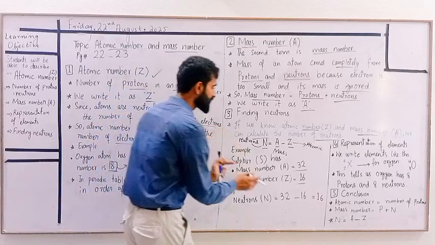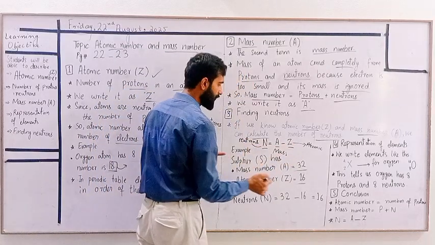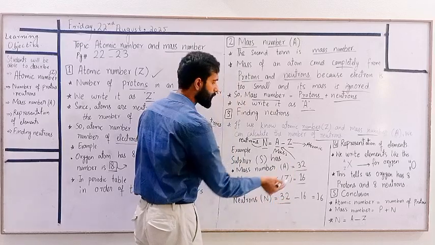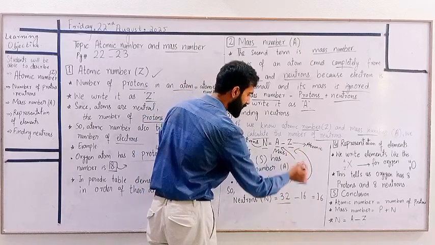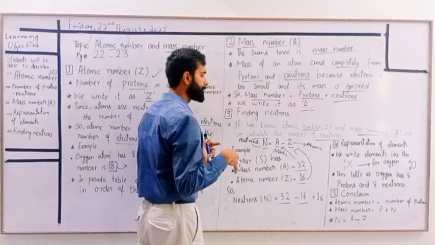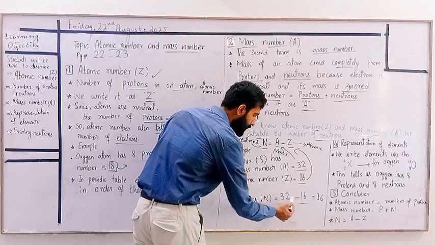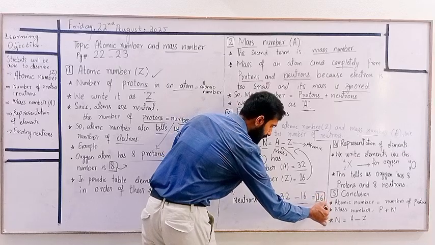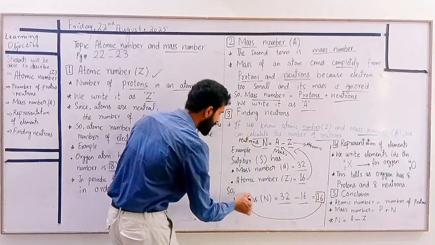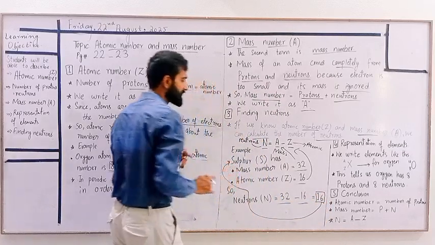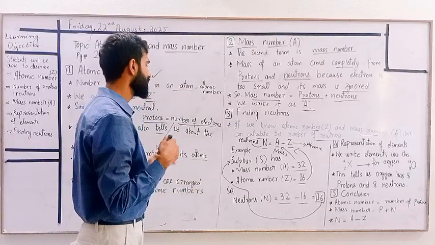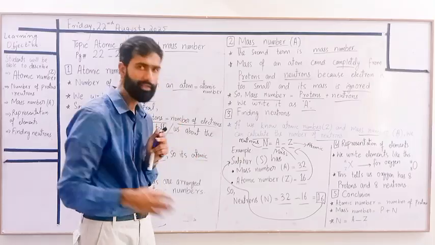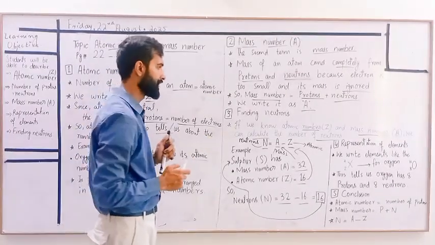So we just put these values in that formula. Put the mass number A here, 32. Put the atomic number here, 16. Just a simple mathematical calculation: 32 minus 16 is equal to 16. So 16 is the number of neutrons present in sulfur. So we can find out the number of neutrons in any atom by using this formula.